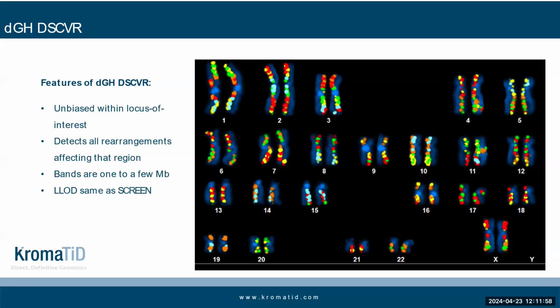Breakpoints can usually be localized to within a single megabase, or even less depending on proximity to a band junction. The lower limit of detection is equal to that for Screen. Discover is a powerful tool for projects seeking biomarker discovery or target validation, such as with cancer or rare diseases.